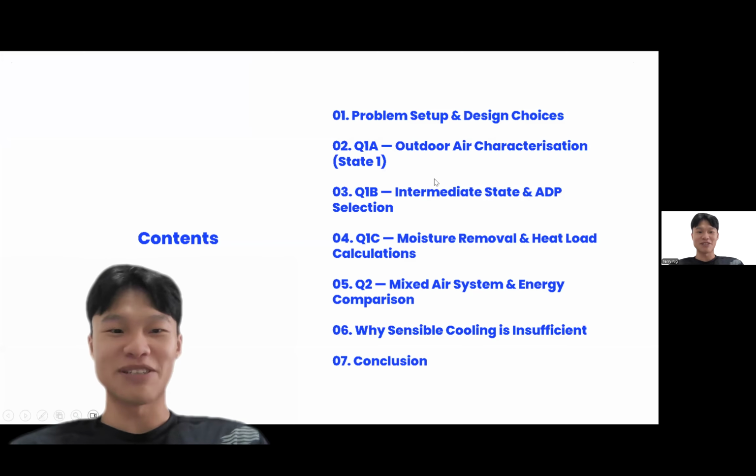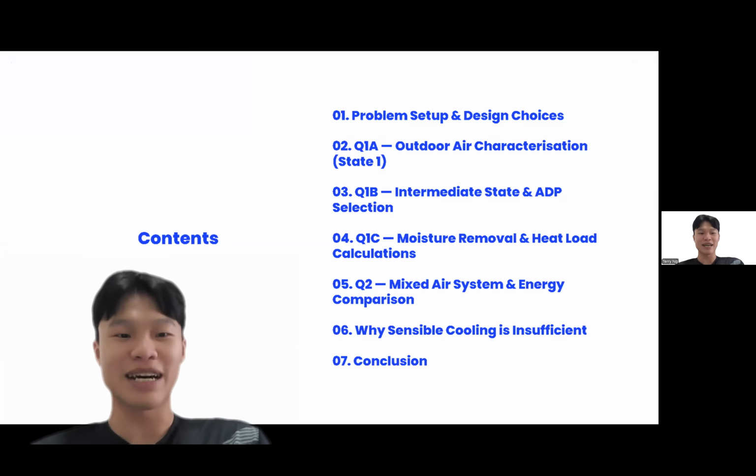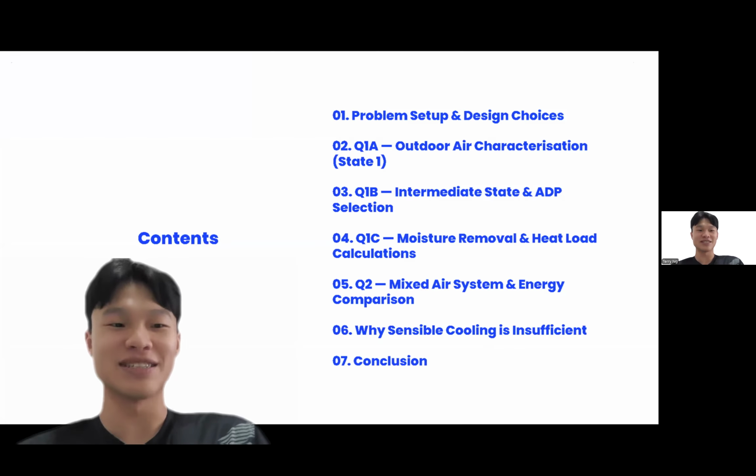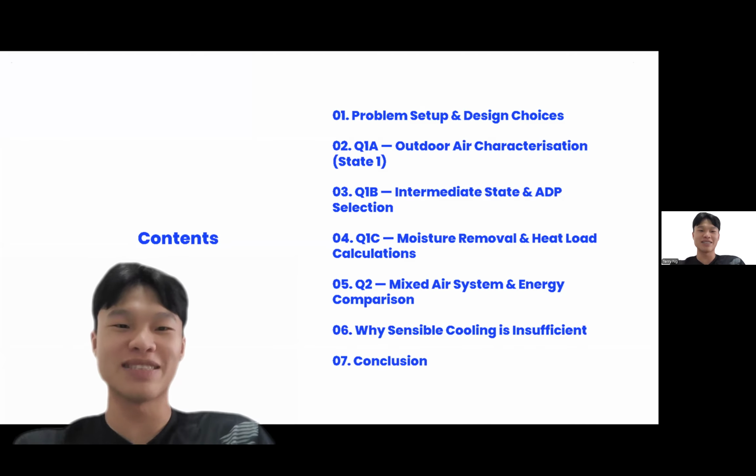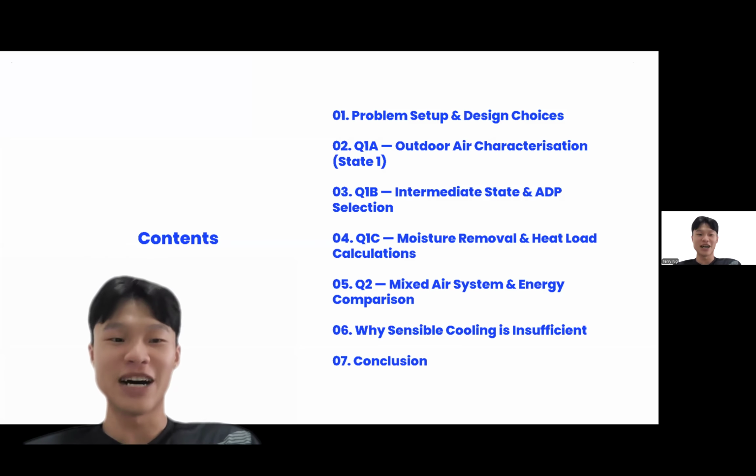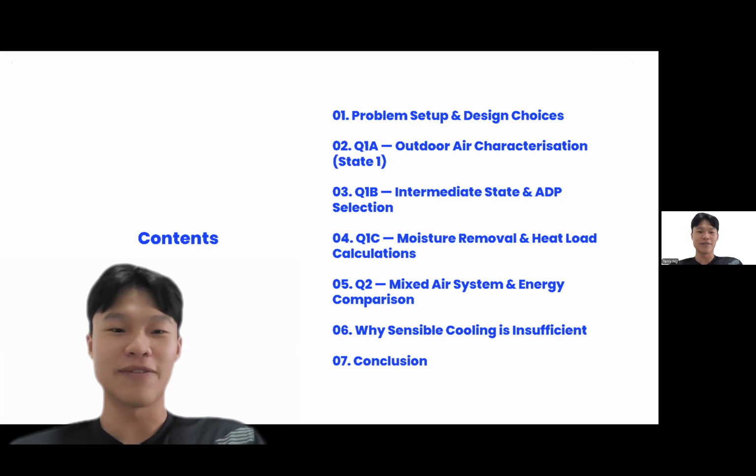Here's the structure of my presentation. I have 7 sections. I'll start with the problem setup and my design justification, then work through question 1 in 3 parts: outdoor air characterization, the intermediate state selection, and the full calculation. After that, I'll cover question 2 of the mixed air system and finish with the conclusion.